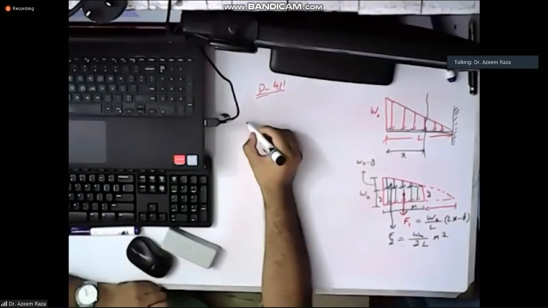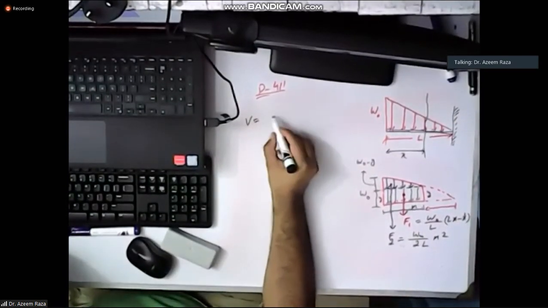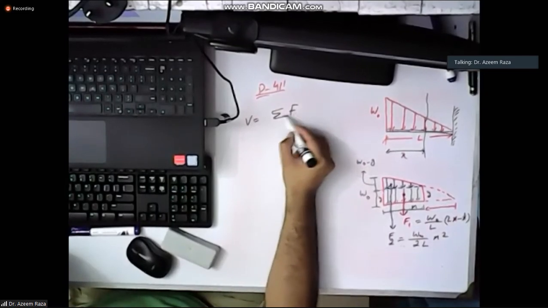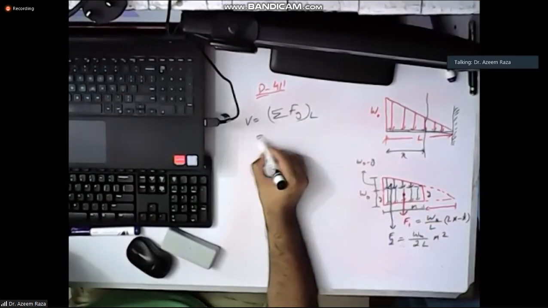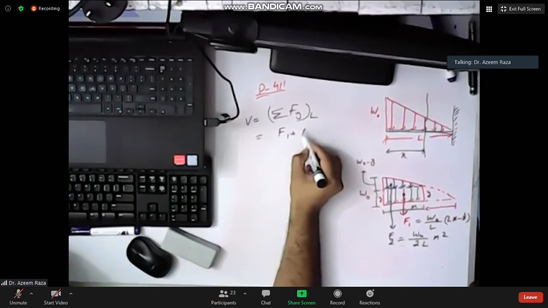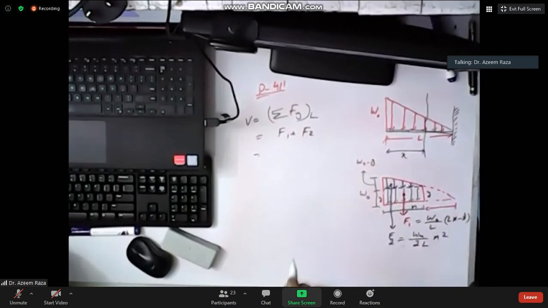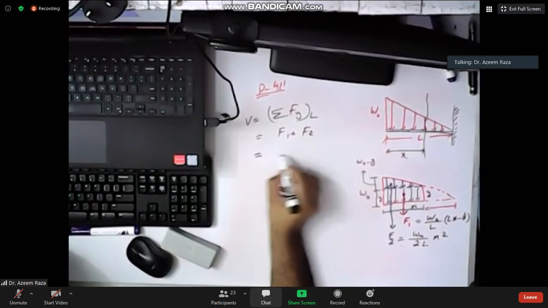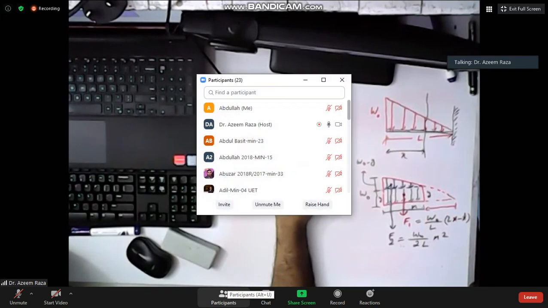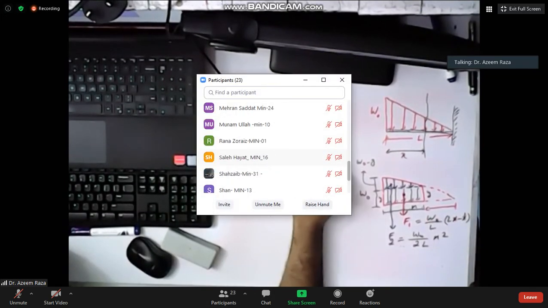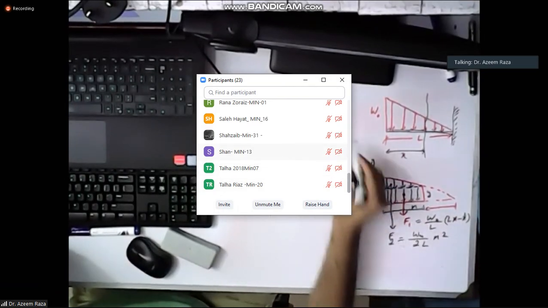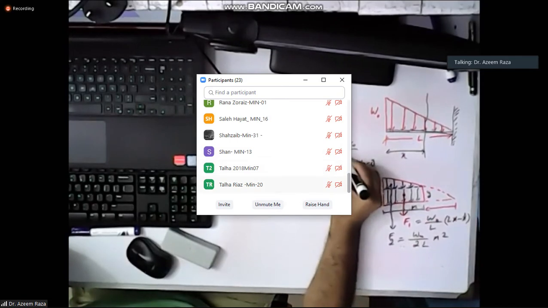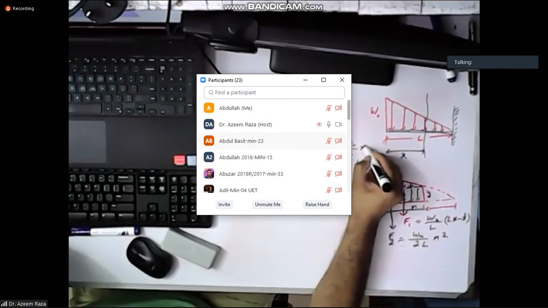So for the shear force, again, I have to sum up all the forces. Sum of all the forces in the y direction on the left side. And we said there are two forces. So basically it's F1 plus F2. Both are acting vertically downward, so they would have negative signs. So it will be minus W naught over L times (LX minus X squared), and then minus W naught over 2L X squared.